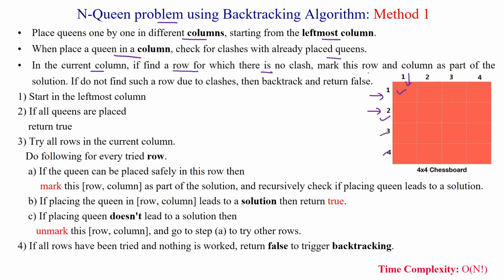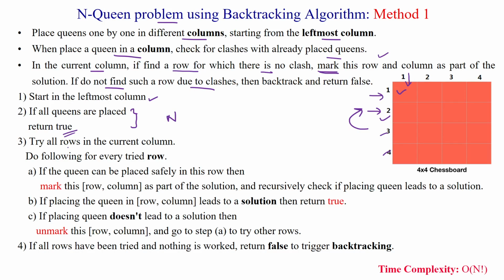If it is not attacked, we can make that position a safe position by marking that row, column cell. If we do not find such a row due to clashes, then we have to go back by applying the backtracking method. So here the algorithm is given by placing the queen in the leftmost column. If all n queens are placed, we can return that result.